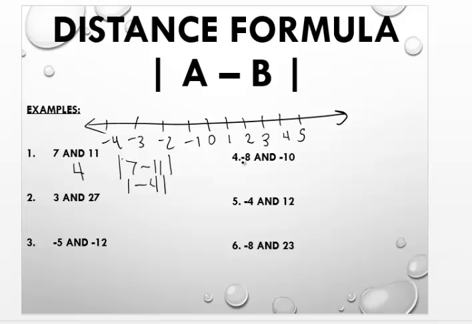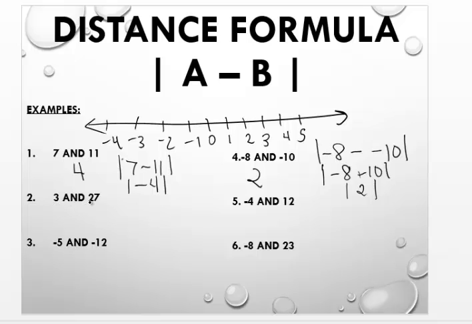The distance between -8 and -10, that is over here. -8 and -10, there's a distance of 2. If you use the formula, you would be doing the absolute value of -8 minus -10. That would make this a positive 10. It gives you the absolute value of 2, and the absolute value of 2 is a positive 2.